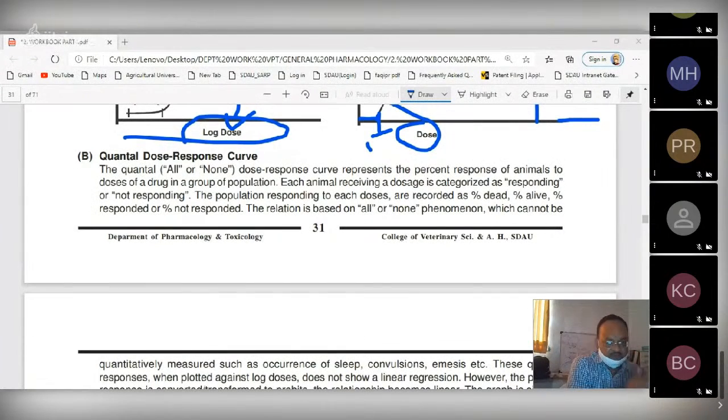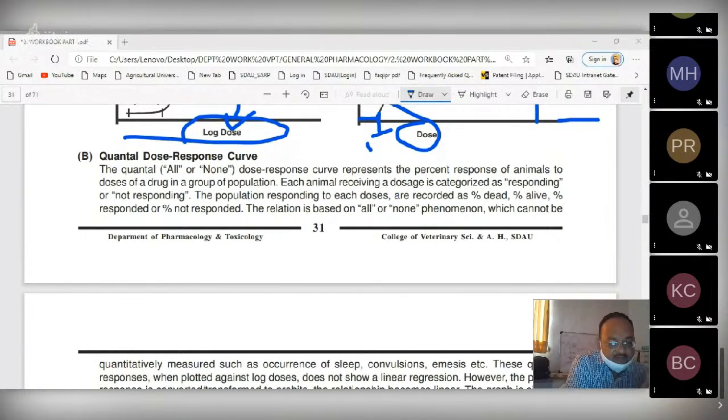Say, for example, you have taken 10 rats in one group, another 10 rats in a second group, and a third, fourth and fifth group. That is 5 groups, 50 animals. In the first group you give 1 milligram, in the second group 10 milligram, in the third group 100 milligram, in the fourth 1000 milligram, in the fifth 10,000 milligram. So different groups will be given different doses. That means the entire population is exposed. In the graded dose response curve, we are giving the dose to the individual animal.